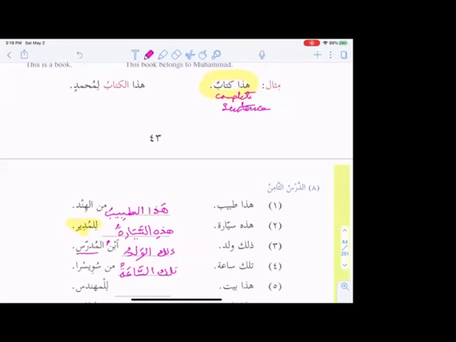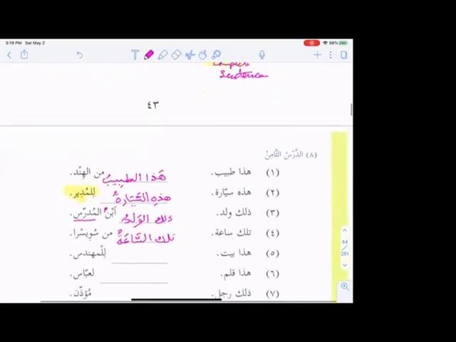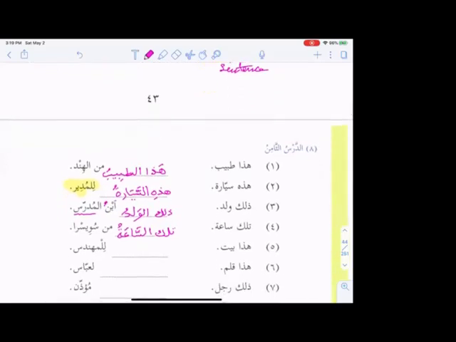Fine. Tilka sa'atu, see here, that's easy. Tilka sa'atun, that is a watch. So tilka sa'atu, that watch. Mubtada, badal, is from Switzerland, means Switzerland. Hadha baytun, this is a house. So you will say, Hazal baytu li muhandisi. This house belongs to the engineer.